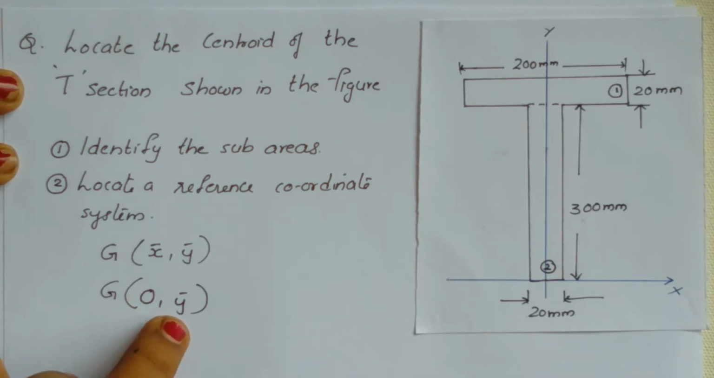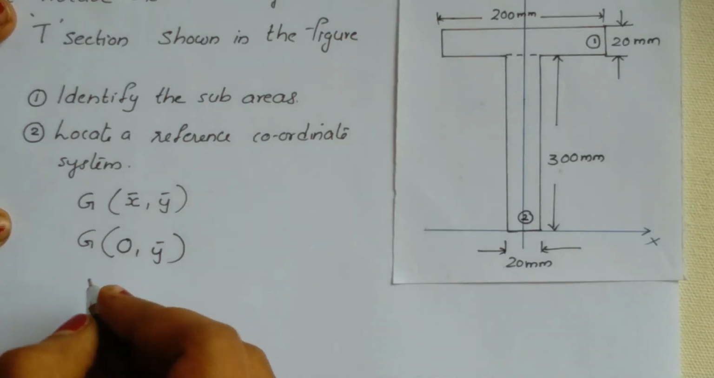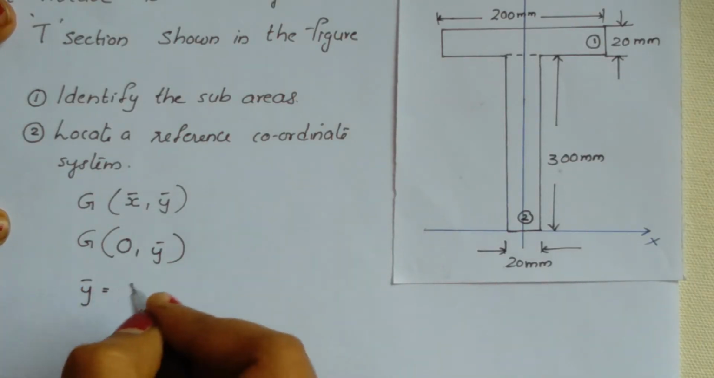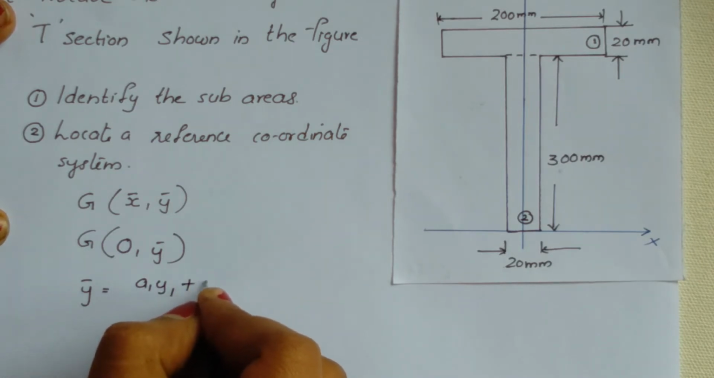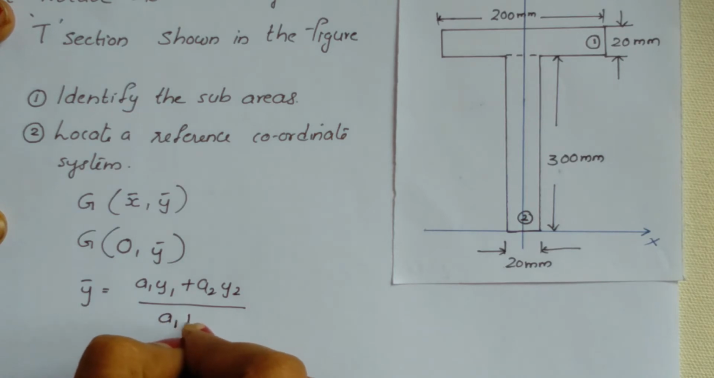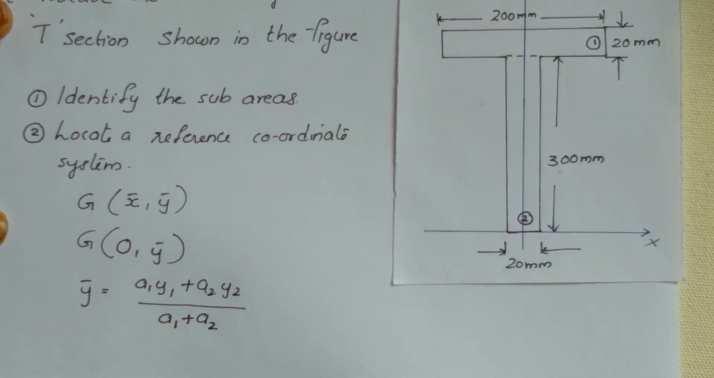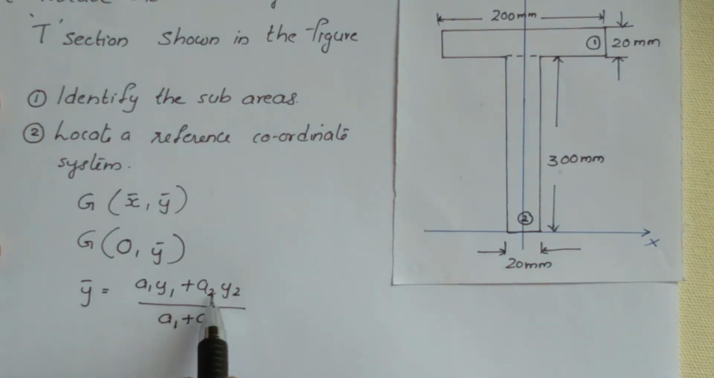So the next step is to find y bar. For finding y bar, we have the general expression: y bar is equal to a1 y1 plus a2 y2 divided by a1 plus a2, isn't it? Because there are two sub areas, so a1 y1 plus a2 y2 divided by a1 plus a2.